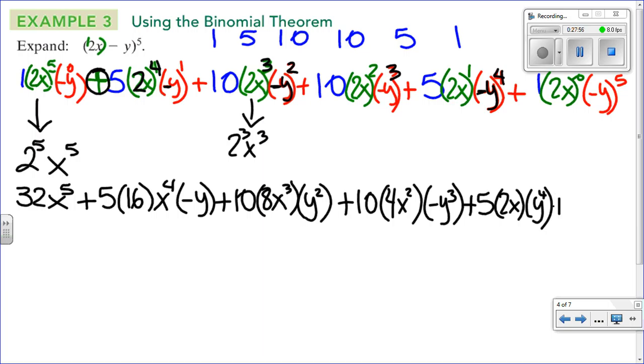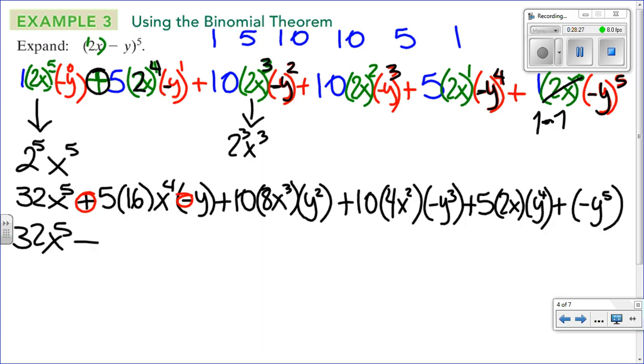And the very last term is very easy because 2 to the x is just 1 times 1, 4 is 1, and then negative y to the power 5 will be positive or negative? Negative. Okay, so let's just finish clearing this up. So that will be 32x to the power 5. Will we have a positive or negative sign? Negative, because we have the positive and the negative from here. So that will be minus 5 times 16, that will be 80. So 80x to the power 4y.